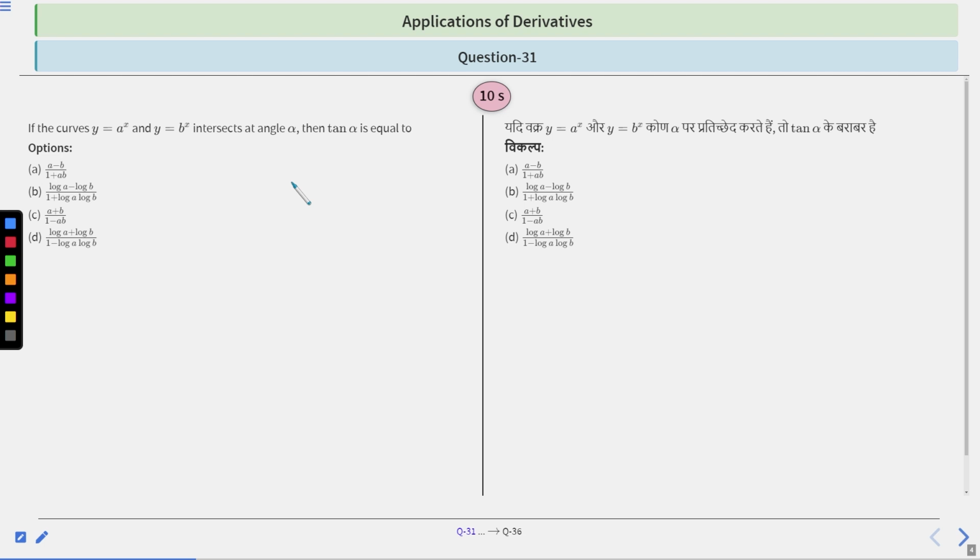We have to find basically the angle of intersection of the two curves. The angle of intersection of two curves is nothing but the angle of intersection of their tangents. So first we will find the slope of the tangent to this curve and the slope of the tangent to this curve. After that, we will calculate alpha by the use of this formula: tan alpha is equal to mod of m1 minus m2 upon 1 plus m1 m2, where m1 is the slope of this curve and m2 is the slope of this curve. So you have 10 seconds to solve this question. After 10 seconds, we will discuss the solution.